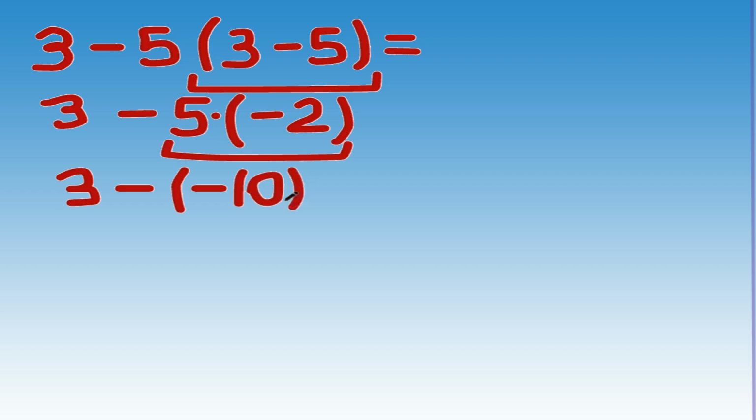And now the only thing to do is a subtraction. And if you subtract a negative number, you can basically combine these two minuses to create one big plus. So we get 3 plus 10. So in the end, we get 13. 13 is the final answer.